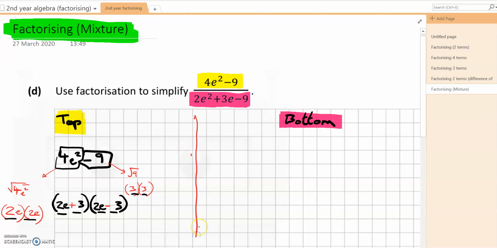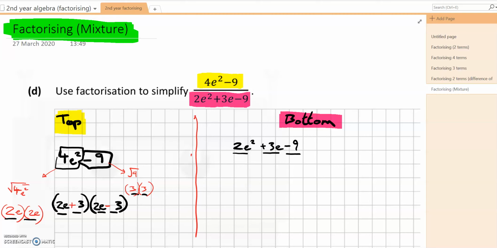Now let's do the bottom one. Let's take a look at this bottom one. It's 2e squared plus 3e minus 9. So how many terms are in this? 1, 2, 3. There's 3 terms in this one. So take a look at the video on how to factorize 3-term questions. And I'm going to plow on as though you already know how to do it.